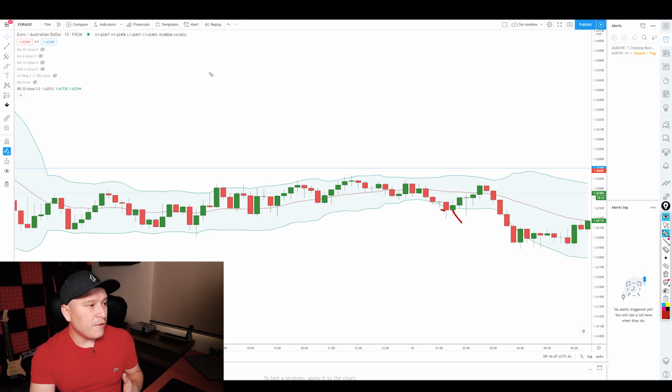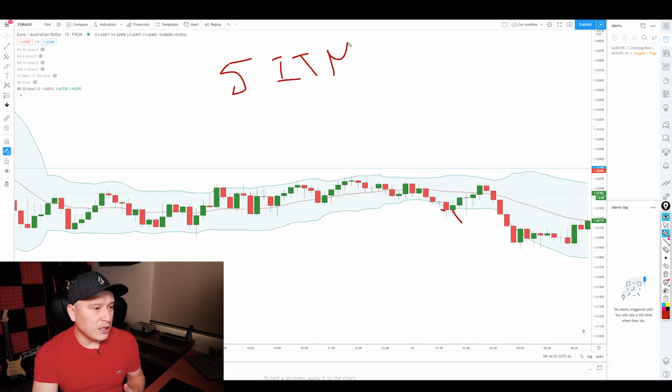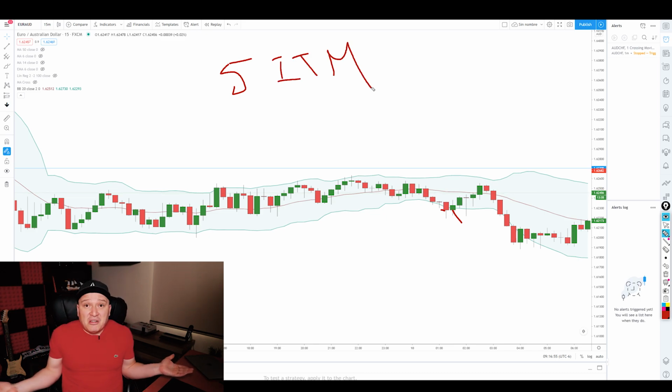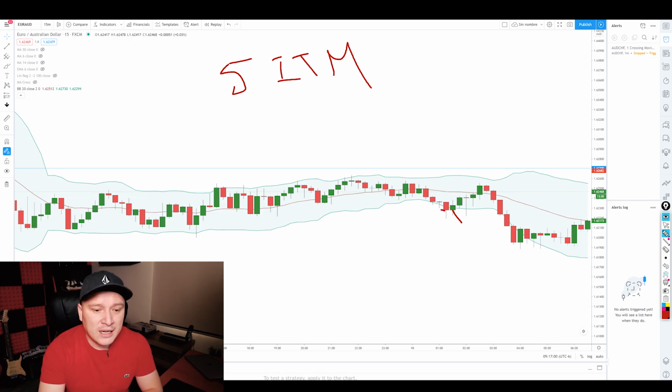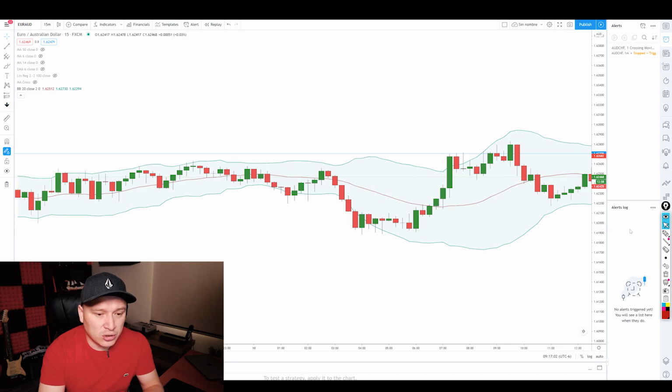So far, we have five in the money. Do you have to do any analysis? Not really, right? Not really. It's a very simple strategy as long as you actually follow the instructions. Do you enter this position? This one right here? This one, yes. And this one would have been a loss.